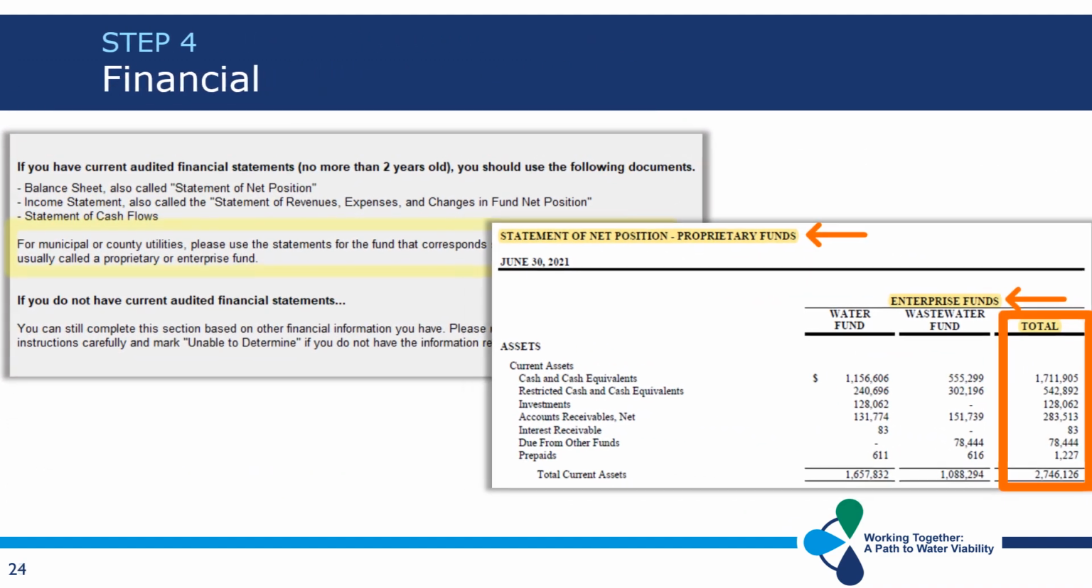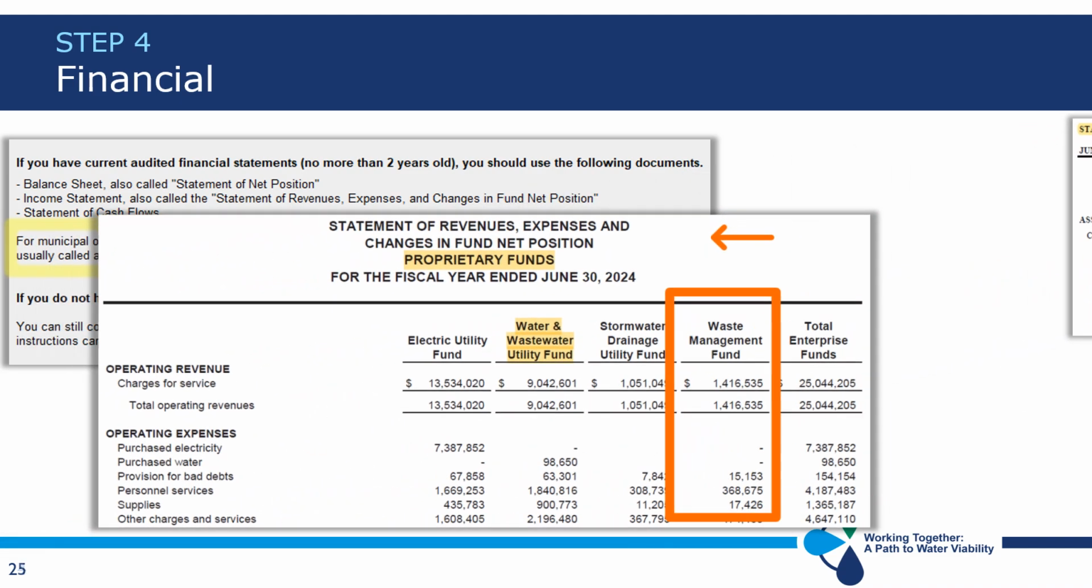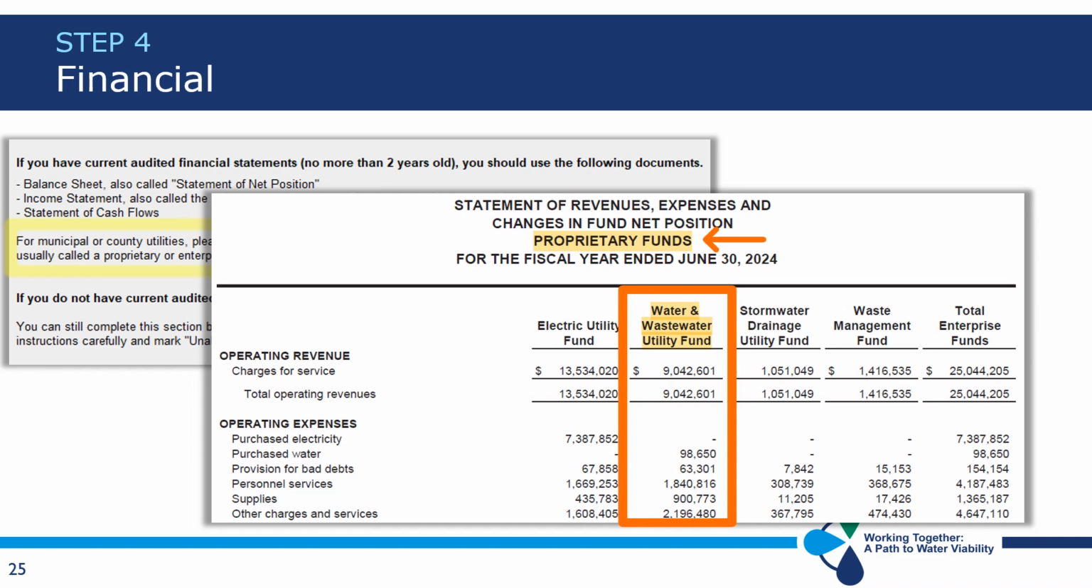Municipal and county utilities should be sure to use the financial statements that are specifically for the enterprise or utility fund, not the statements reflecting the city or town's general fund. In this example, there are separate water and wastewater funds, but often they're combined. If the city has other enterprise funds, such as one for an electric utility, make sure you're only looking at the water and wastewater funds. Most special purpose districts and nonprofit utilities don't have separate funds like this.